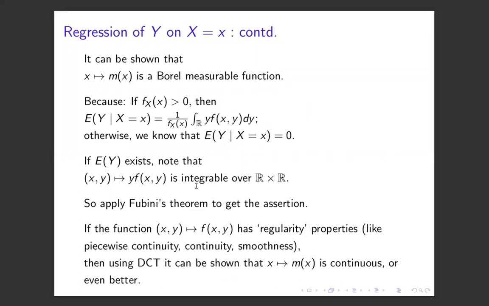Of course, if the function has nicer properties, here we have not, we assumed only that it is integrable, namely it is basically a measurable function which is integrable. If it is continuous, piecewise continuous, differentiable and so on, then using the dominated convergence theorem, you can show that this m is also continuous or even better, namely it is differentiable and so on.